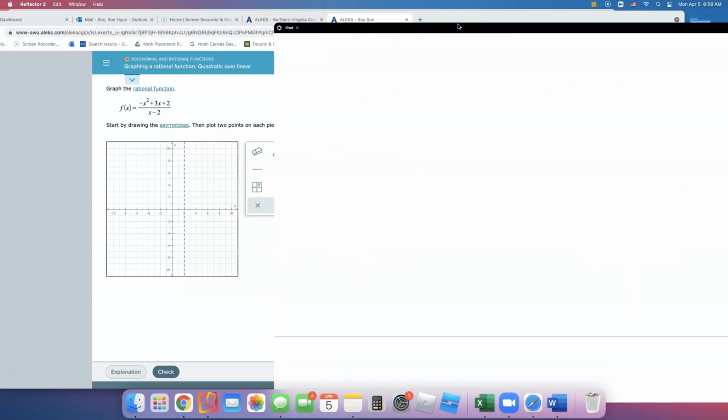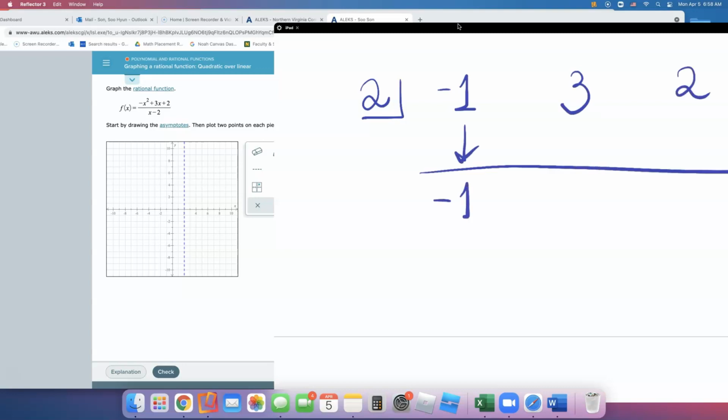Put the positive 2 in the corner, and I'll have negative 1, positive 3, and 2. Now do my synthetic division. Negative 1 comes down, multiply and get negative 2. Add them and get 1. Multiply and get positive 2. Remainder is 4, but the slant asymptote is at negative 1x plus 1.